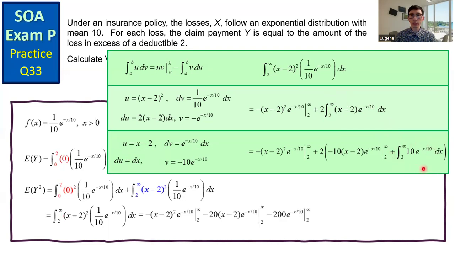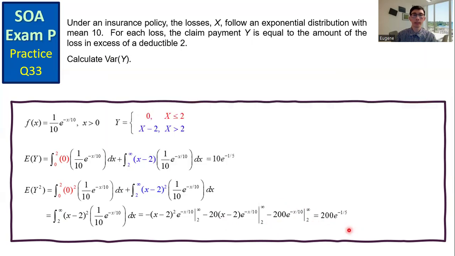And then do the integration for the last term here, the integration of 10 times e to the power minus x/10. In this expression, the first two terms are 0. And therefore, we only need to perform the calculation in the last term, substitute the upper limit and the lower limit. And we get the expected value of Y squared is 200 times e to the power minus 1/5.